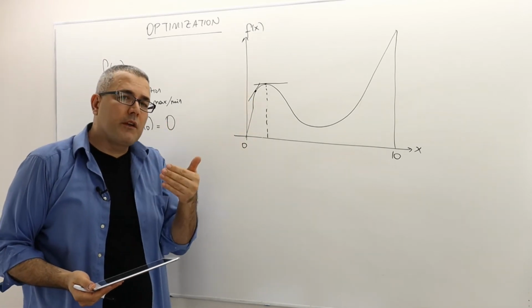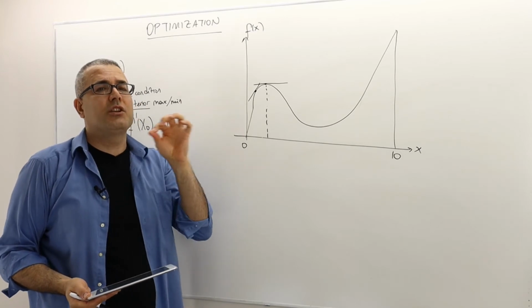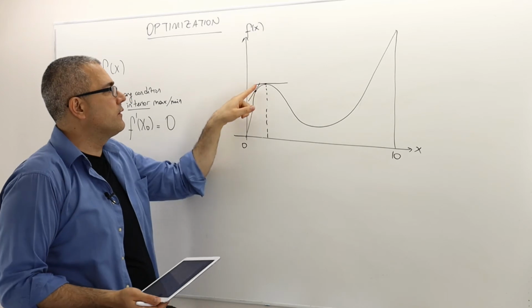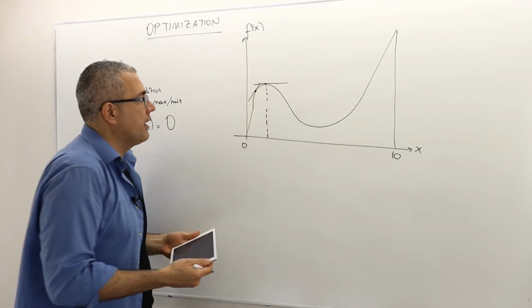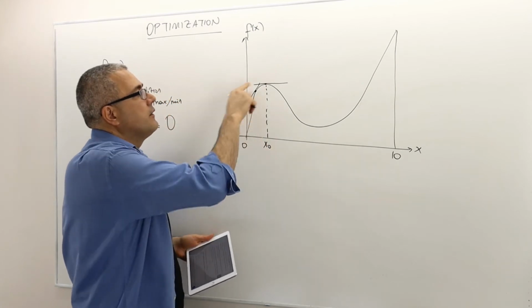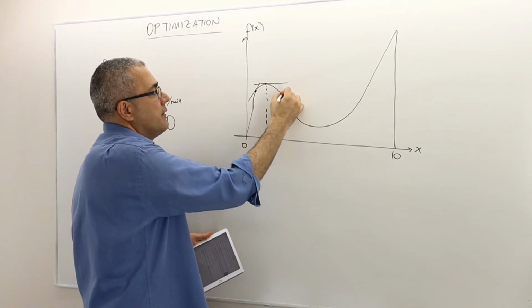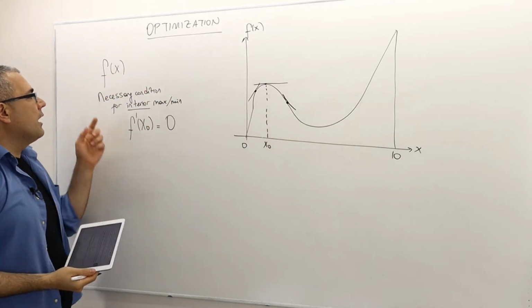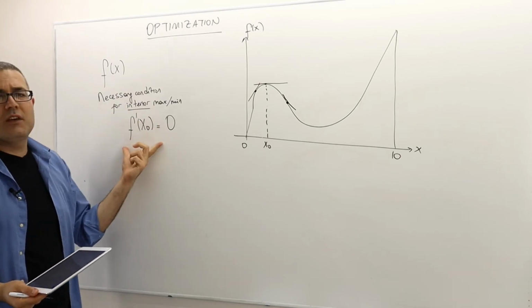The slope of the function at some point is the slope of the tangent line passing through that point. So if you draw the tangent line at that point, x naught, its slope is equal to 0. The slope at this other point is negative. So a necessary condition for an interior max or min has to satisfy this.